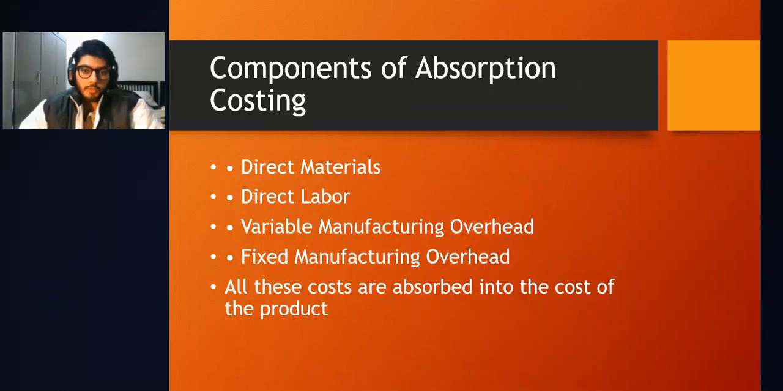And let's see the components of absorption costing, such as direct material, direct labor, variable manufacturing overhead, and fixed manufacturing overhead, and all these costs are absorbed into the cost of the product. So just as we discussed, all of the fixed components, as well as the variable ones, are included in this product.